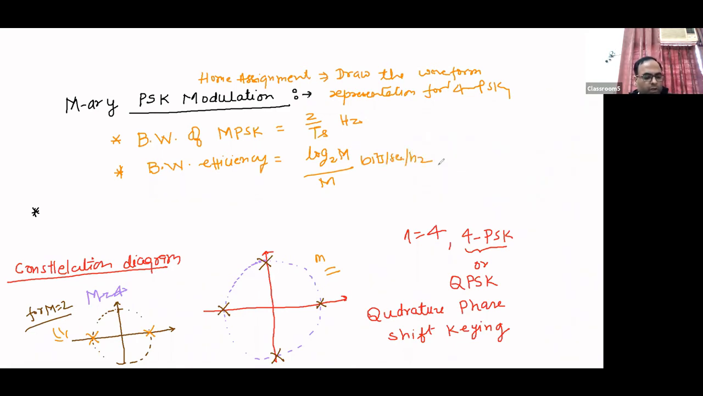And again, as you increase the value of M, the bandwidth efficiency of M-ary PSK will increase. So it was all about the PSK modulation schemes. I have discussed the introduction of ASK, PSK, FSK, M-ary ASK, PSK, FSK, and we have drawn constellation diagrams or graphical representations of these carrier modulation schemes, as well as written down some advantages and limitations of these M-ary modulation schemes. So this we have completed.